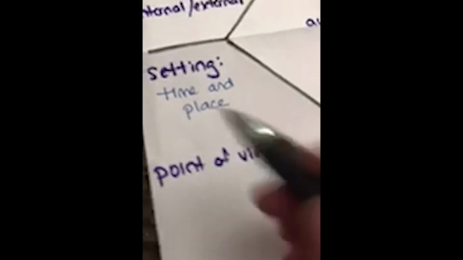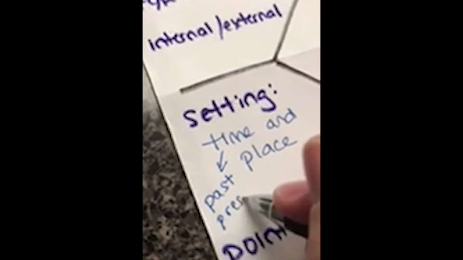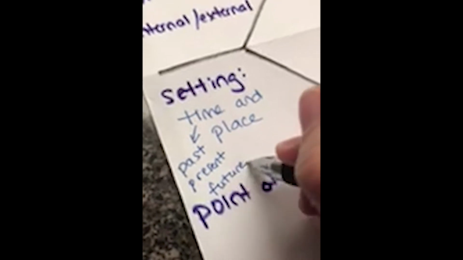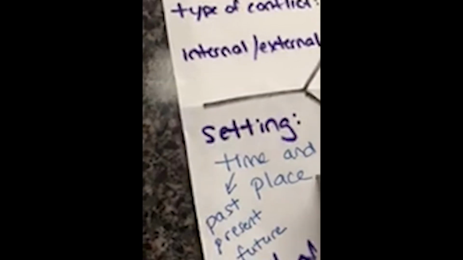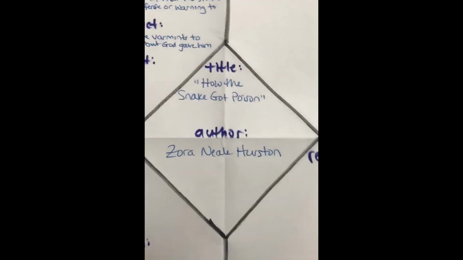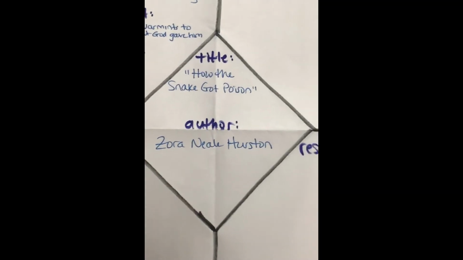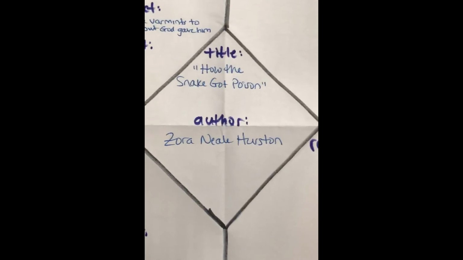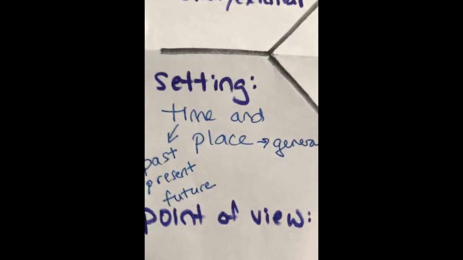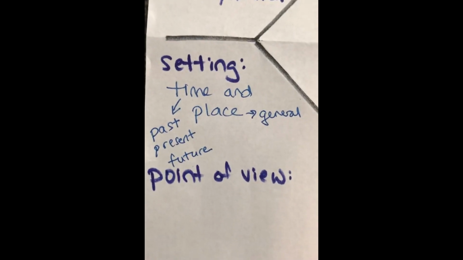Simply put, the setting is the time and the place. Now let's keep things simple. Time can simply mean past, present. For our story, how the snake got poisoned, what is the setting? What is the time and the place?